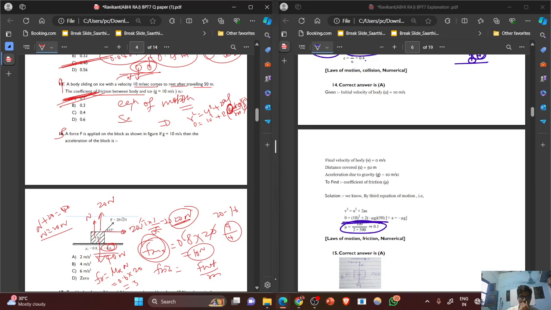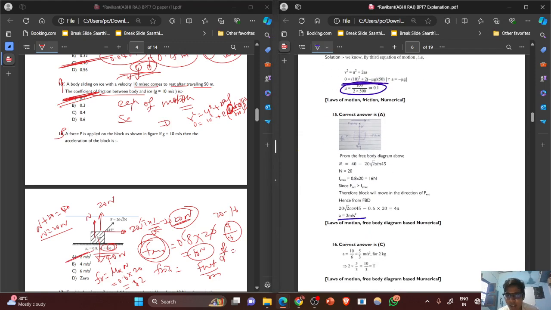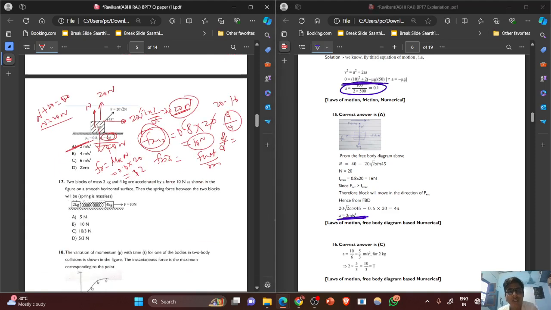So sorry, 6 to the 12. So it will be your 8 upon 4. That will be your 2. So option A will be your correct answer. You can also see in the explanation, option A, 2 meter per second. I just explain you here also because it's an easy question. You just need to use Newton's second equation.